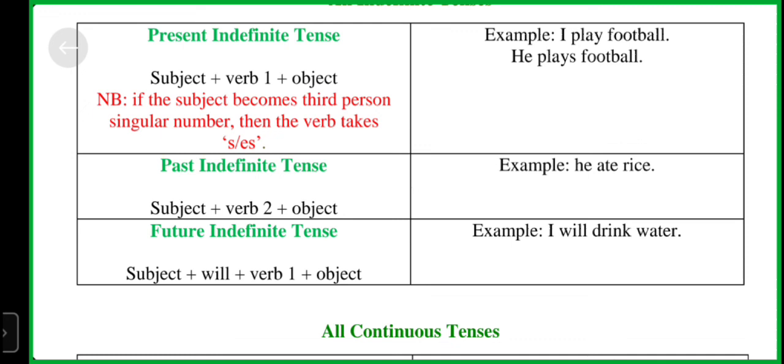Did is itself the indication of the past indefinite tense. He did not do it. He did not do it. That's wrong, he did did not do it. He did not do it.